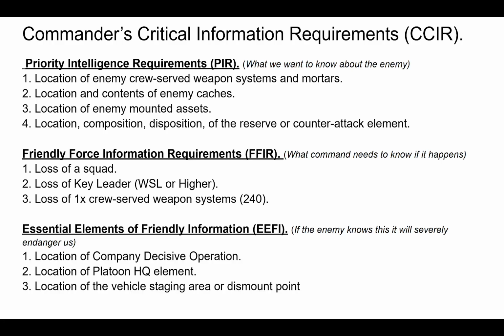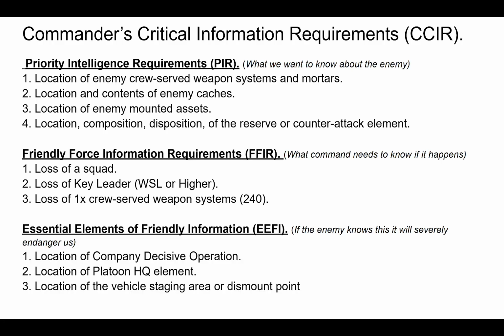The second one is going to be the FFIR, or the Friendly Force Information Requirements. This is what the commander needs to know if it happens. If we lose a squad, report it up. If we lose a key leader, report it up. A crew-served weapon, report it up. And this also might change how we conduct the operation. If we lose an entire squad, our scheme of maneuver or our course of action might change. So if they happen, they need to be reported up.